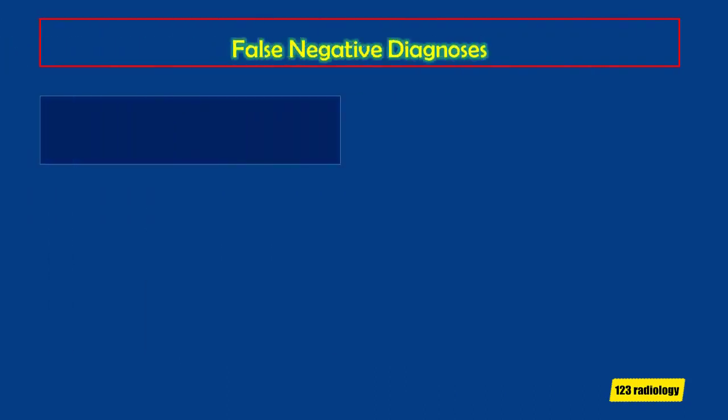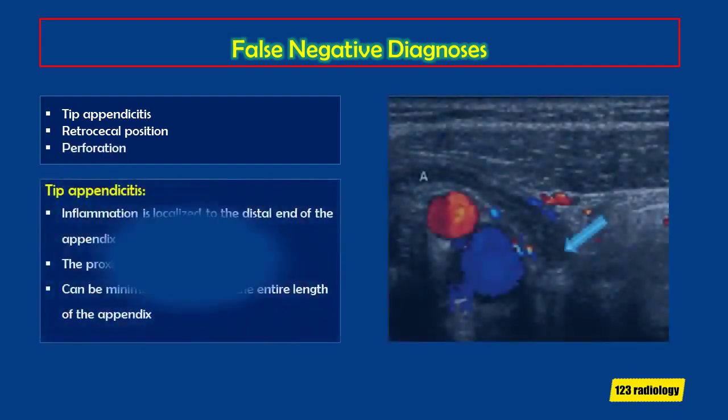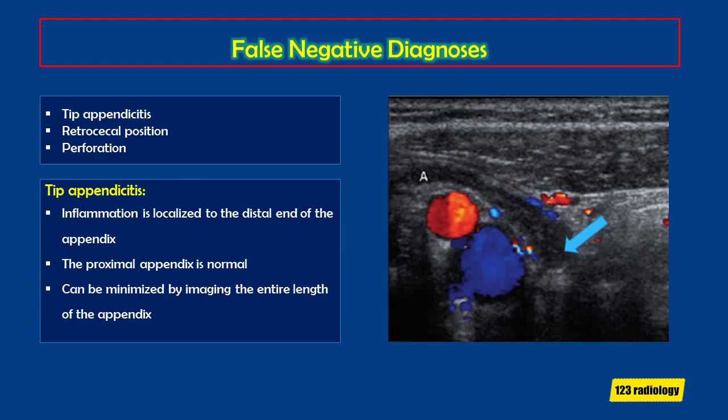The causes of false negative diagnoses include tip appendicitis, an aberrant location of the appendix, such as a retrocecal position, and perforation. In tip appendicitis, the inflammation is localized to the distal end of the appendix, the proximal appendix being normal. This pitfall can be minimized by imaging the entire length of the appendix.